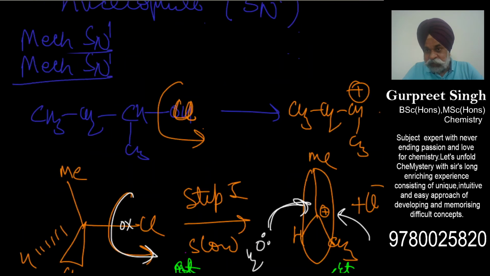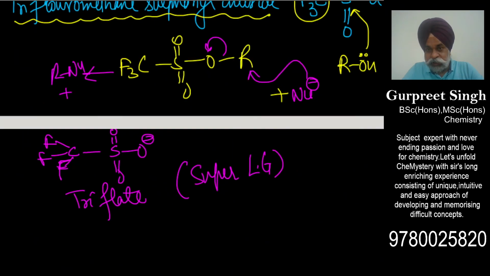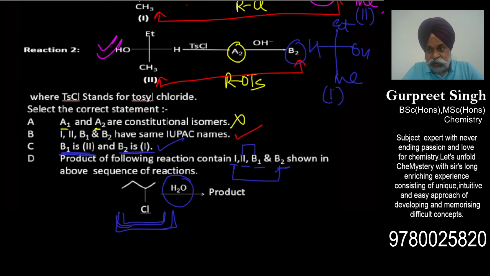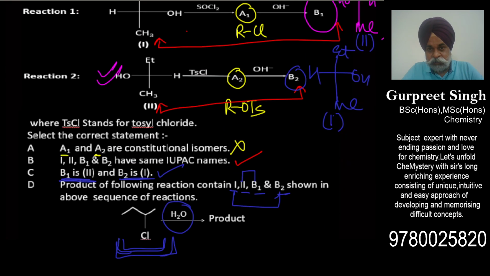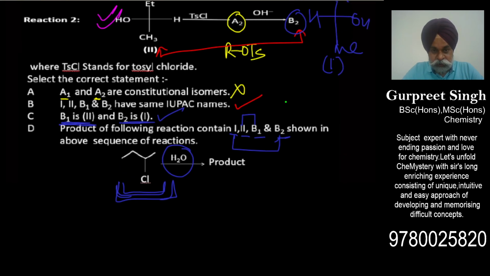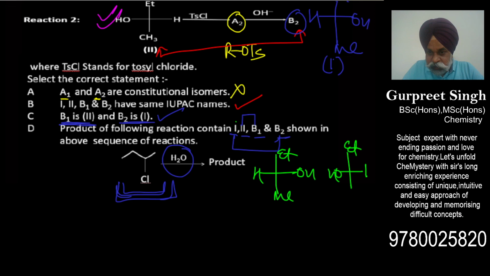This question has been a bit lengthy, but I still feel you must have understood this problem. So I have to check option C now. What is there in option C? You would definitely get either this or this during this reaction. Both of these are formed.